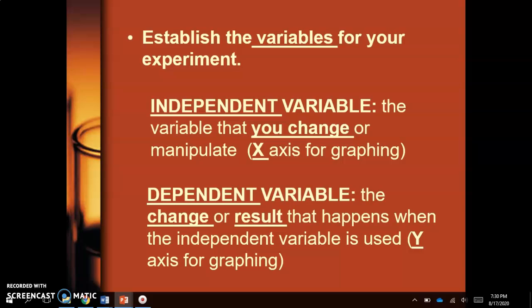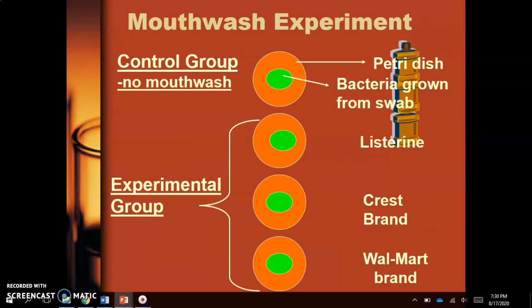And the dependent variable is the change or the result that happens when the independent variable is used. And when you are graphing the dependent variable, you are going to graph it on the y-axis. Okay, so the up and down axis. So the dependent variable, the way that I always remember the dependent variable is that it's the thing that you measure. So in this experiment, if we're measuring how much bacteria is killed by the mouthwash, the dependent variable is the amount of bacteria that are dead, because that's what you measure in the actual experiment.